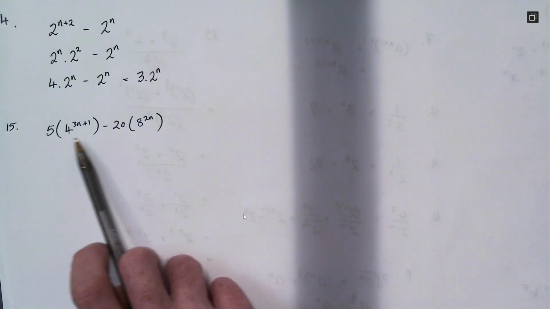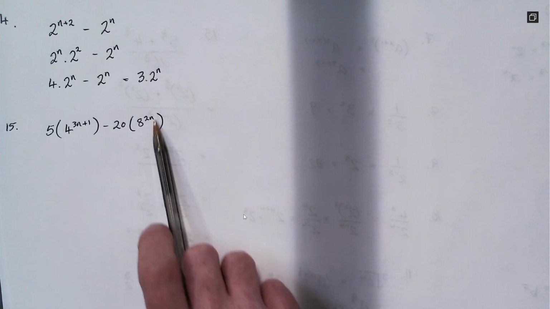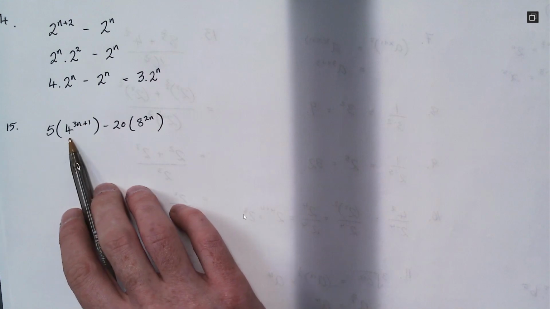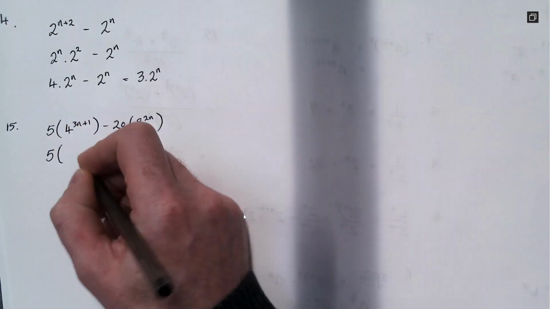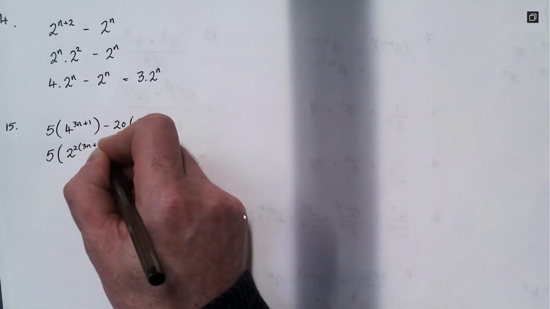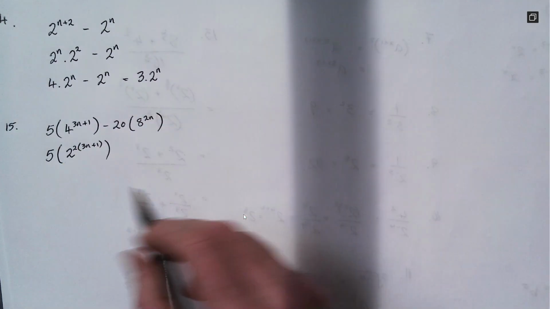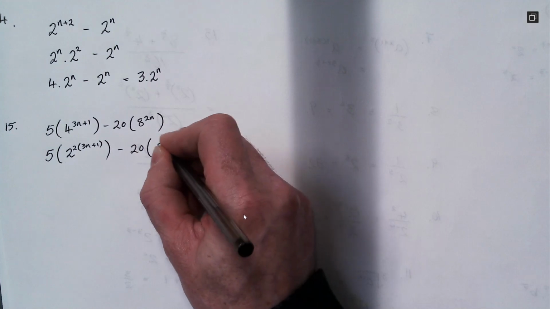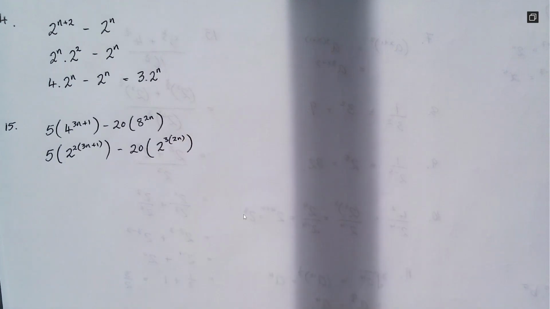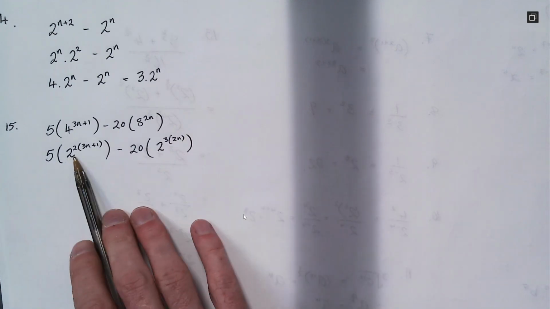Now here we need to factorize. So we can write everything in terms of a common base, in terms of 2, since 4, 6, 8 are all powers of 2. So we go in terms of 2 to the power of 3n plus 1, which gives you 2 squared minus 20 times 2 to the power of 3 times 2n.